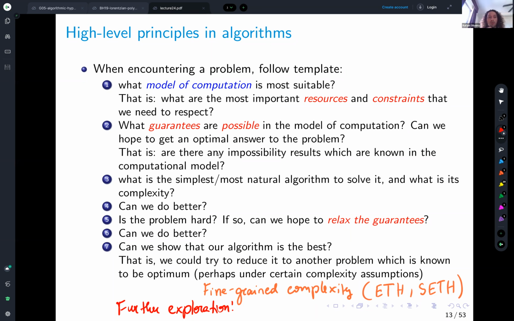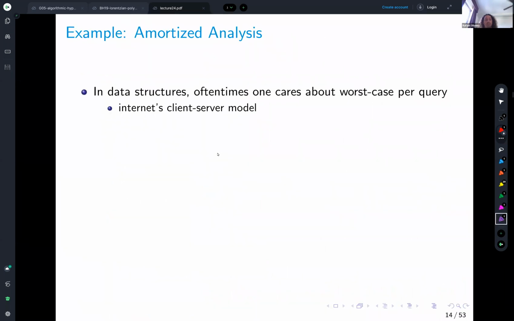Okay. So here's an example, right? Let's see an example of this template. So in data structures, we remember that oftentimes one cares about worst case per query, and that's what you learned before this course, right? Because this is usually how, for example, the internet's client server model works. The server is really trying to minimize the worst situation for any client, right? You want all the queries to be answered fast.